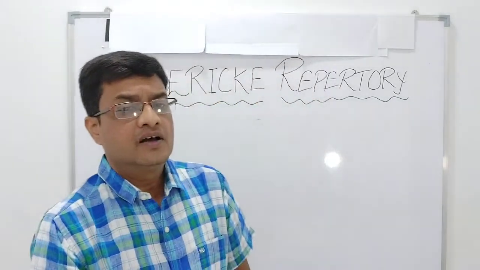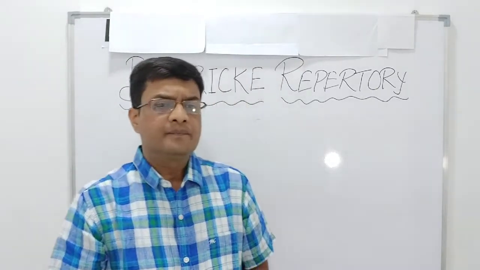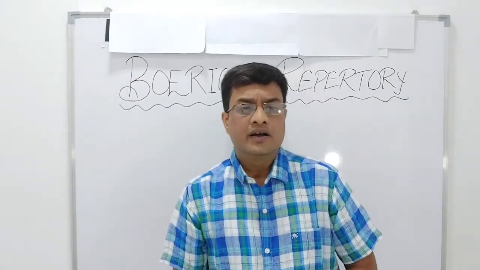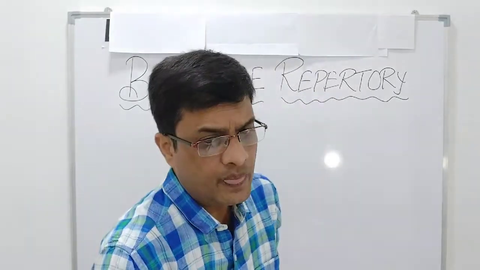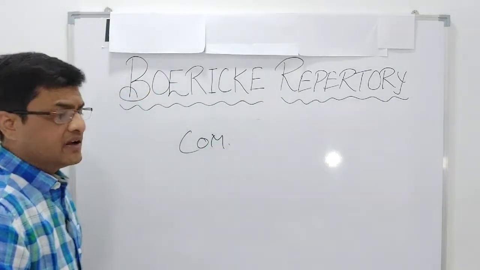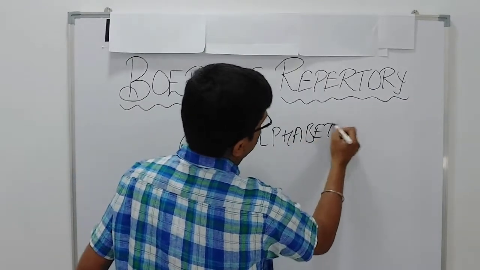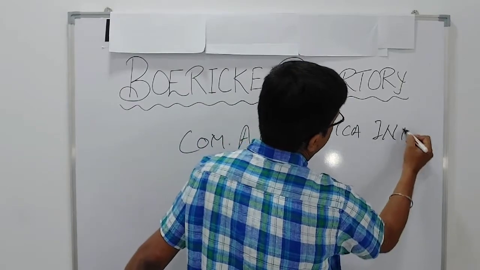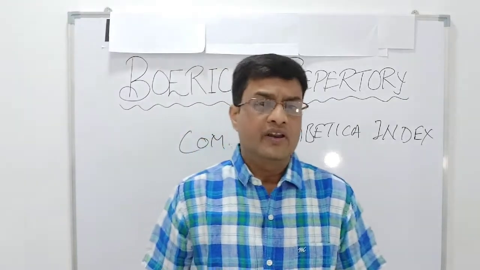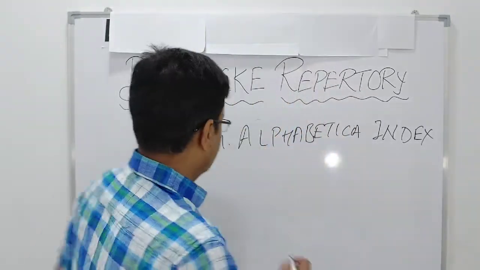Next, all the remedies are arranged in alphabetical order. Then in Boericke repertory you will find the complete clinical alphabetical index, which comes after the repertory.